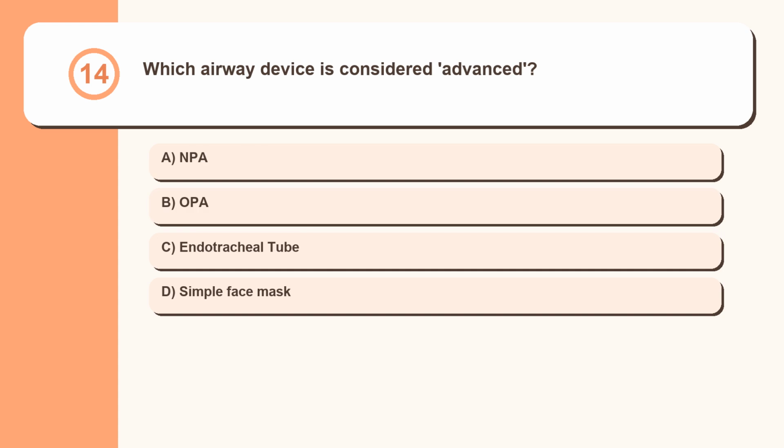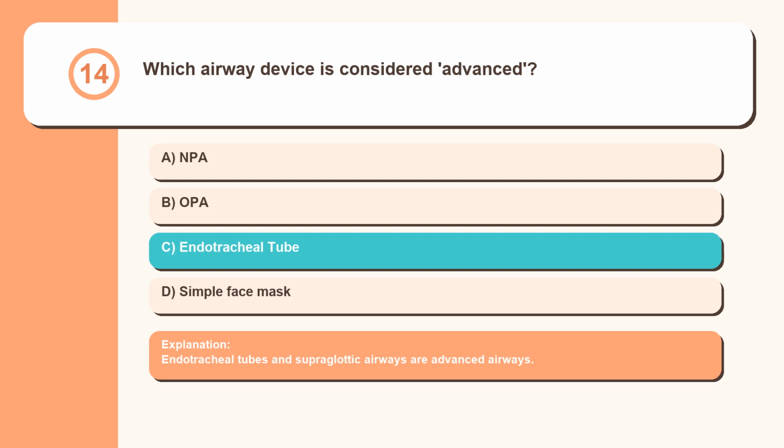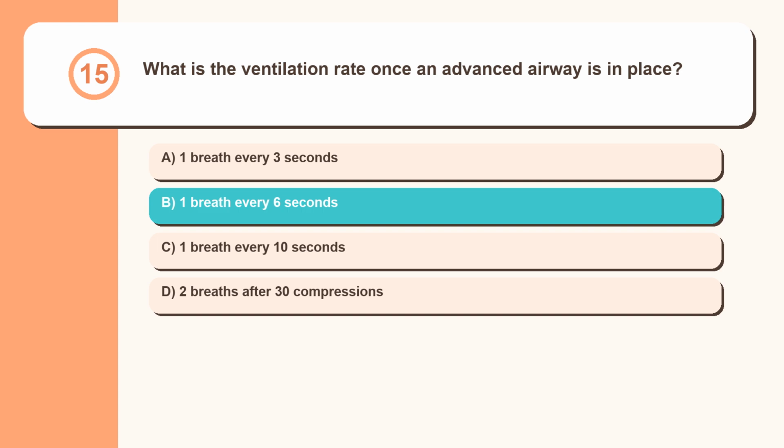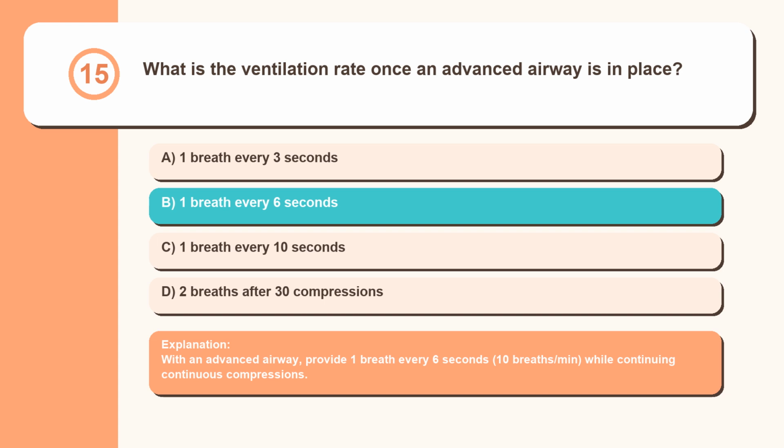Question 14. Which airway device is considered advanced? NPA, OPA, endotracheal tube, simple face mask. Endotracheal tubes and supraglottic airways are advanced airways. Question 15. What is the ventilation rate once an advanced airway is in place? 1 breath every 3 seconds, 1 breath every 6 seconds, 1 breath every 10 seconds, 2 breaths after 30 compressions. With an advanced airway, provide 1 breath every 6 seconds, 10 breaths per minute, while continuing continuous compressions.